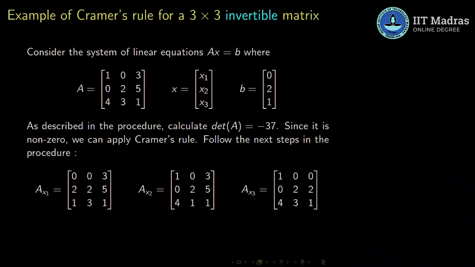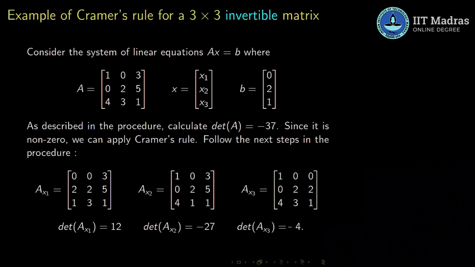We have to compute these matrices A subscript x1, A subscript x2 and A subscript x3. How do we compute these matrices? We replace the corresponding columns by the column B. Here we get 0, 2, 1. This is B, and the other things remain the same. Here we get 0, 2, 1 in place of the second column, and here we get 0, 2, 1 in place of the third column. So, these are our matrices A subscript x1, A subscript x2 and A subscript x3.